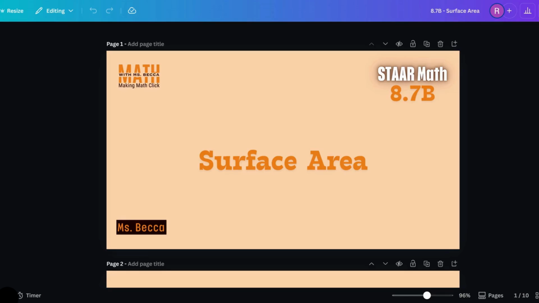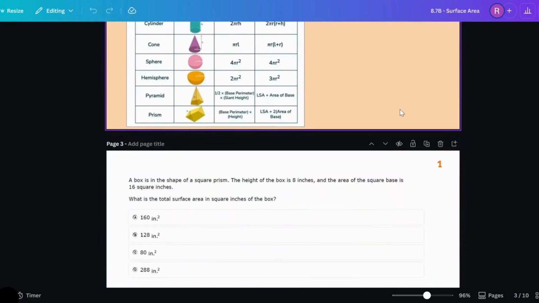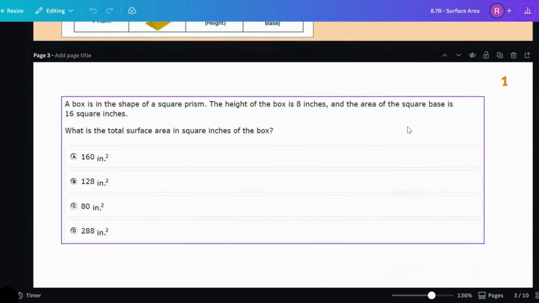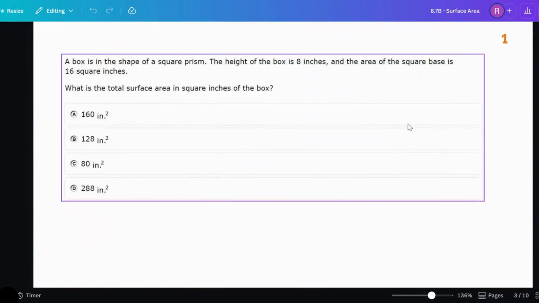Let's solve some grade 8 star math questions on surface area. So here are some of the formulas of the surface area of some shapes. Now let's start with a question.